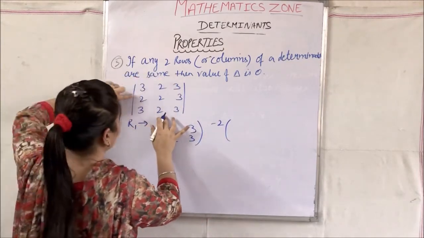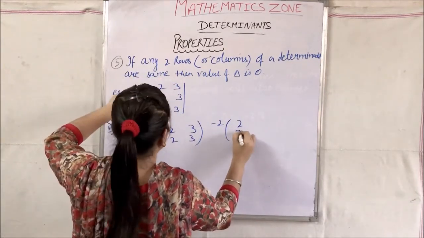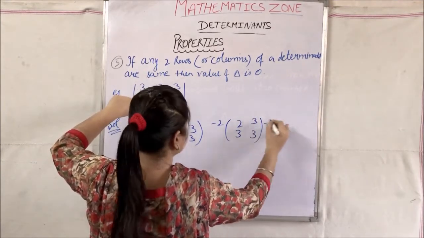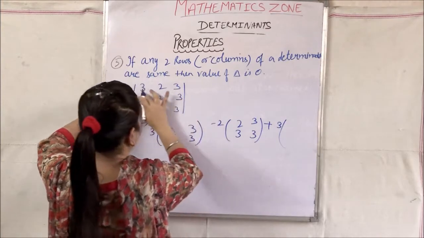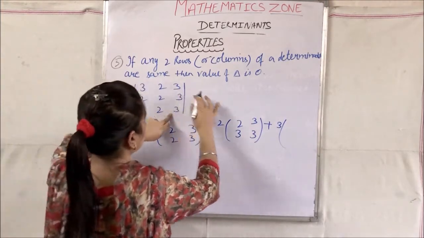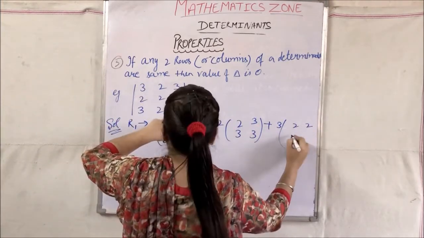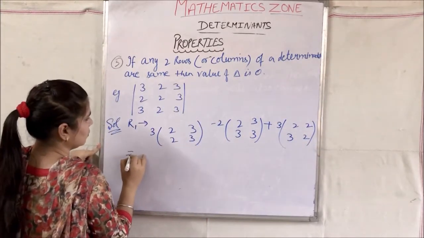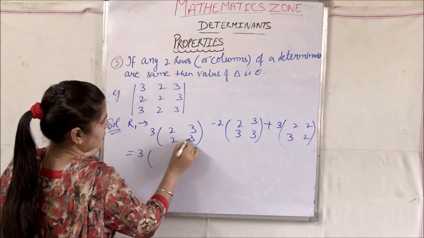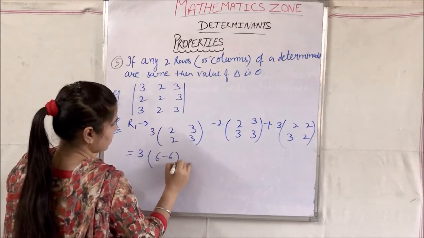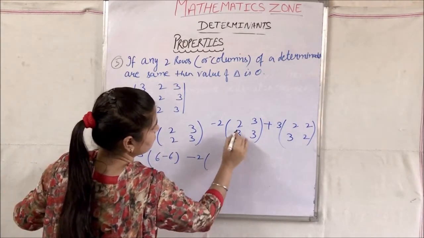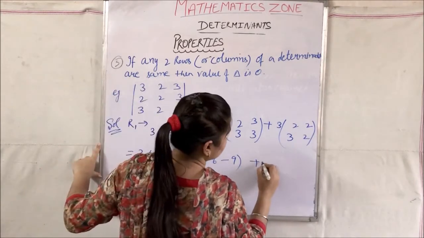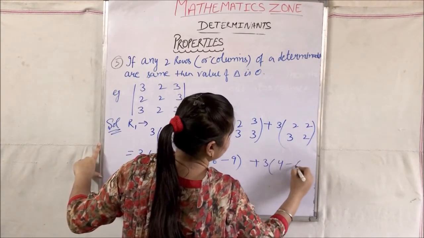Leave the second column and first row. 2, 3, 3, 3 plus 3. Leave the first row and third column. 2, 2, 3, 2. So after expanding, 3 into 6 minus 6, minus 2, 3 into 6 minus 9, plus 3, 2 into 4 minus 6.